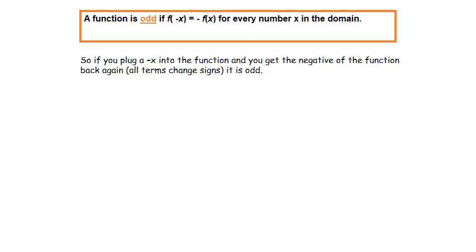All right, so let's take a look at the rule for an odd function. A function is odd if f of negative x equals negative f of x for every number x in the domain. So what does that mean? If you plug a negative x into the function and you get the negative of the function, meaning, here's the shortcut, if all terms change signs, then it's odd. If every sign changes, every term, that's a key word there too, every single term.